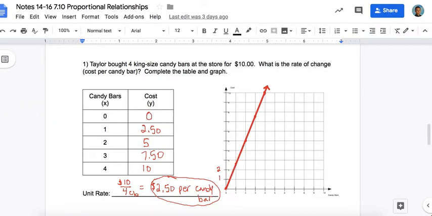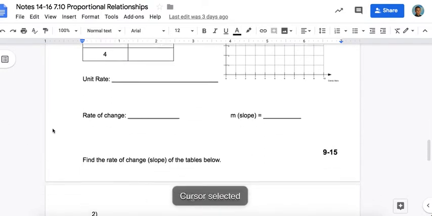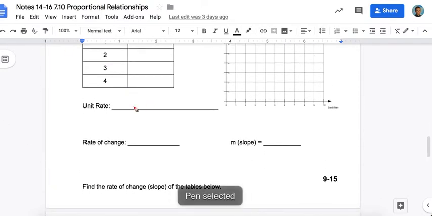Okay, so let's look at the rate of change. So it's exactly the same as the unit rate. So we're just going to say $2.50 per candy bar. And slope will be the same, but we're not going to have a label for slope. We just call it a number, so we're going to call the slope 2.5.